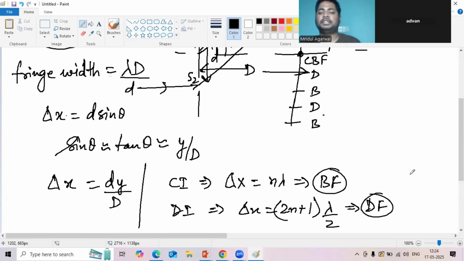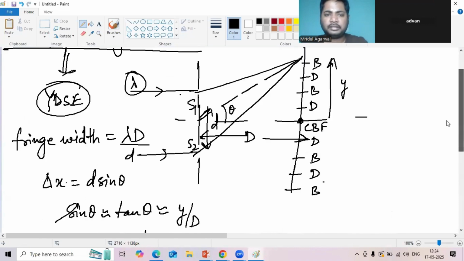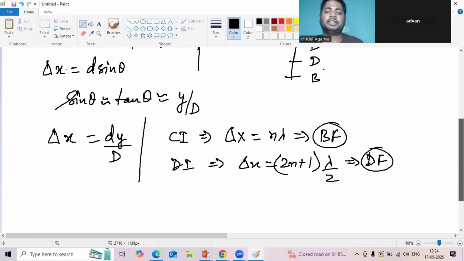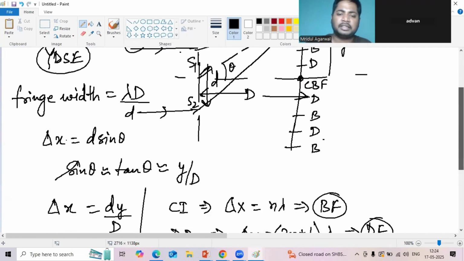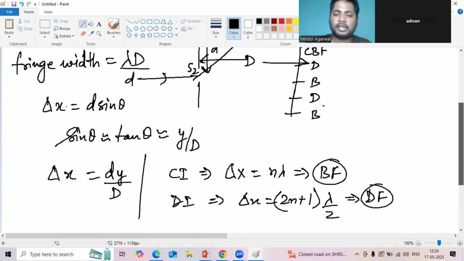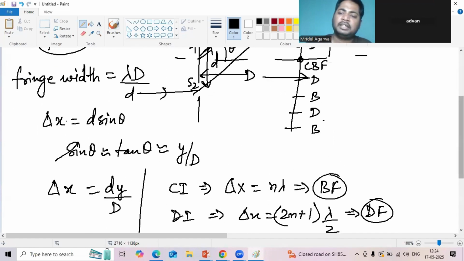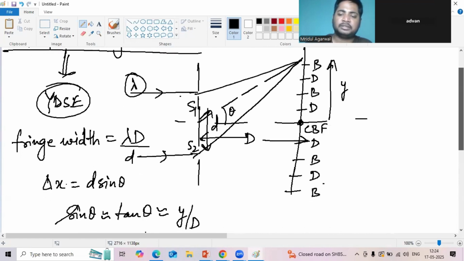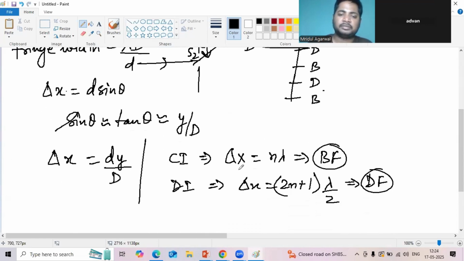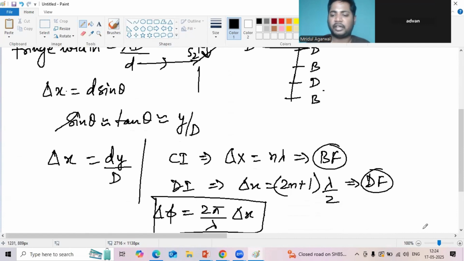Getting this? So these are the two things over here, and you define the constructive and destructive interference, and you define the distances between them as well. You can also define the location of the dark and the bright fringes from that. Just compare this value, and remember one more relation, that is delta phi equals 2 pi by lambda into delta x. So this is the part for the delta phi.